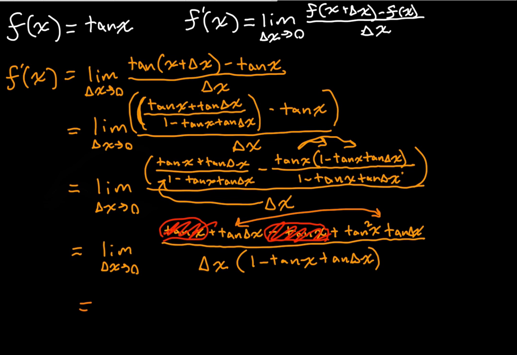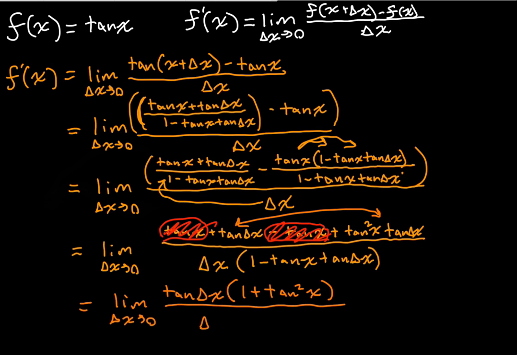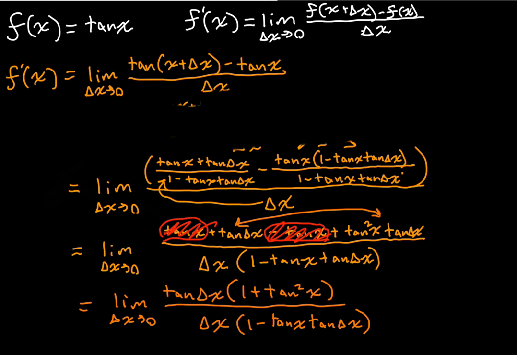So what I'm going to do is say that this is equal to the limit as delta x goes to 0 of tangent of delta x times 1 plus tangent squared of x divided by delta x times 1 minus tangent of x times tangent of delta x. Okay then, so there's another way we can simplify this, and I'm obviously going to have to erase some of the stuff here. So I'm going to just erase this part. In fact, I think I'll erase, I think you've got this.